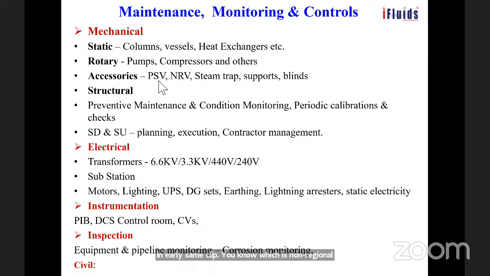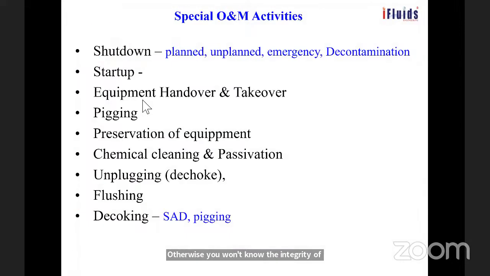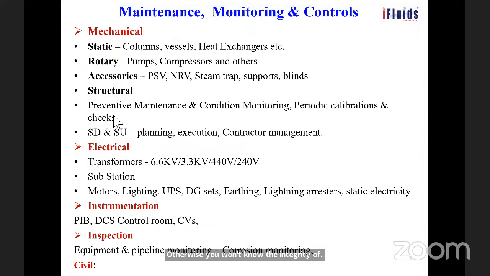So PSVs have to be periodically calibrated. Otherwise, you won't know the integrity of the pressure safety valve. So for that, to maintain the equipment running, we increase the reliability of the equipment. They have to do the preventive maintenance activities because the clear schedule is there. Based on that, they take out the equipment, take it to the workshop and bring it back. This can happen during the normal operation or during any shutdown also.